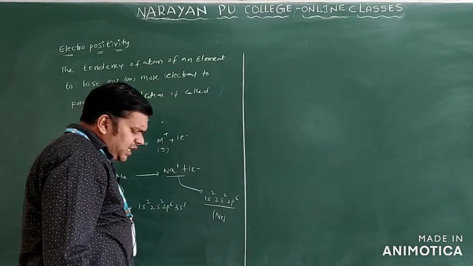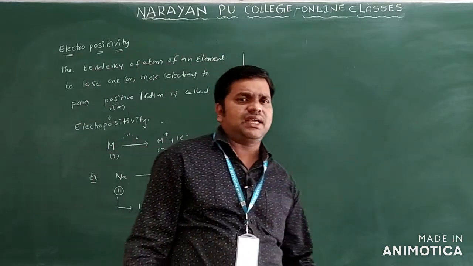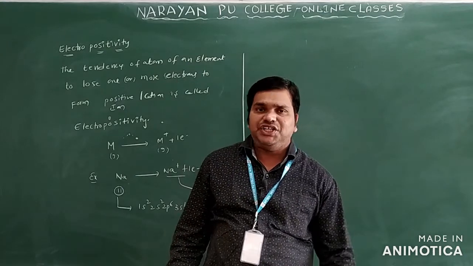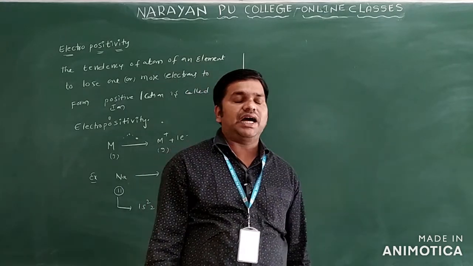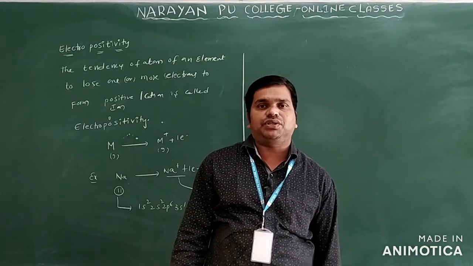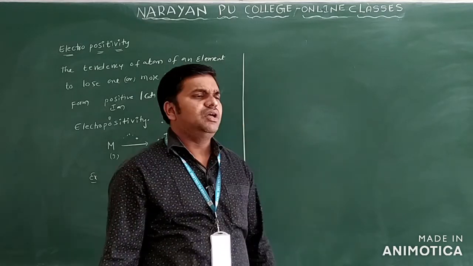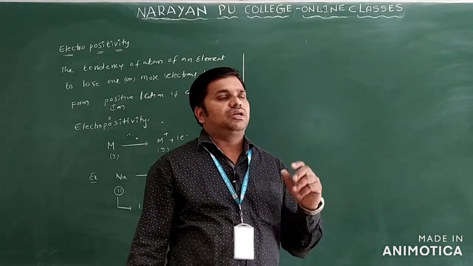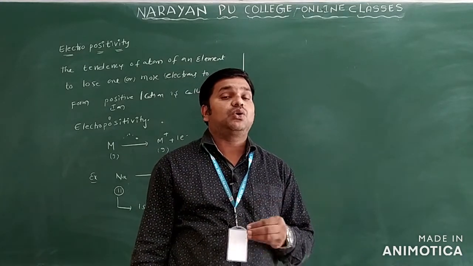Generally, elements with low ionization potential, or low ionization energy, are highly electropositive in nature. Why? Because if the ionization energy is more, the metal will not lose electrons easily.